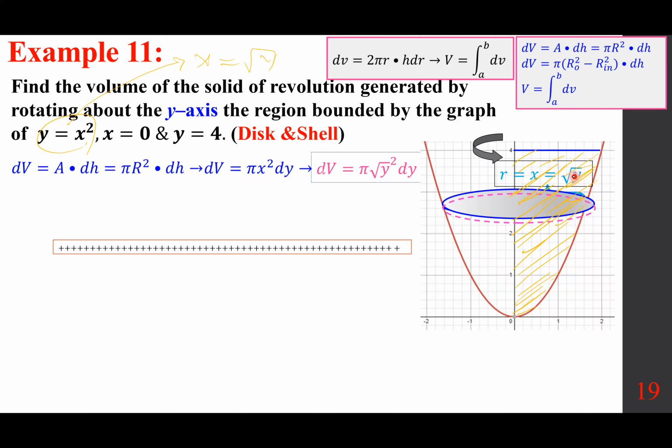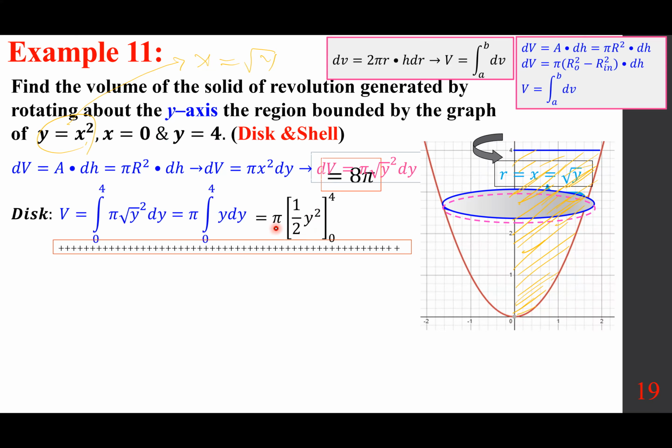So we're going to replace the x with square root of y, and we are going to integrate this from what? Well, we're going to go all the way to y equals 4. So from here to here, from 0 to 4. Needless to say, when you square it, it becomes y. We can keep the pi outside. Now the integration of that is simply 1/2 y squared. If you plug in 0, nothing happens. If you plug in 4, 4 squared is 16 divided by 2 is 8. 8 pi is the final answer using the disk method.